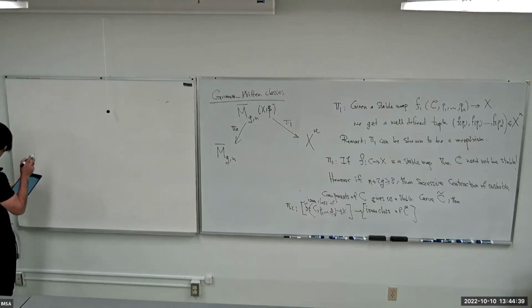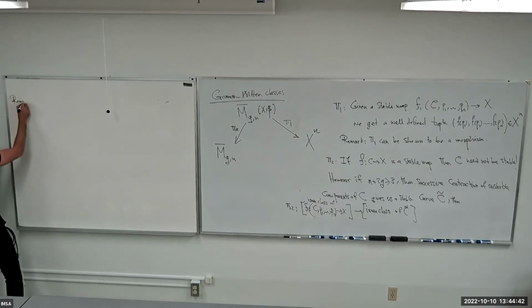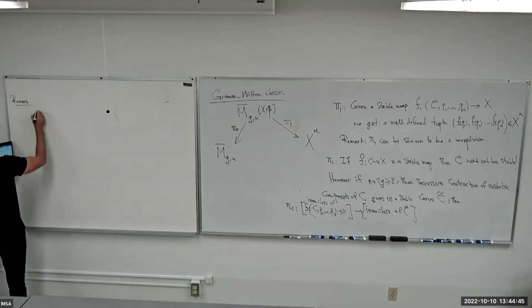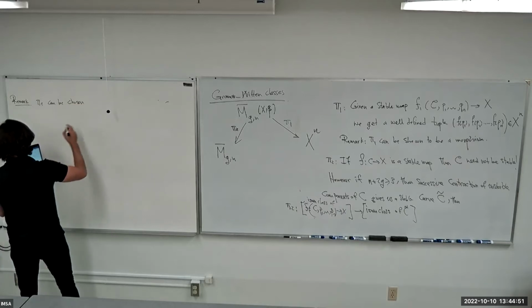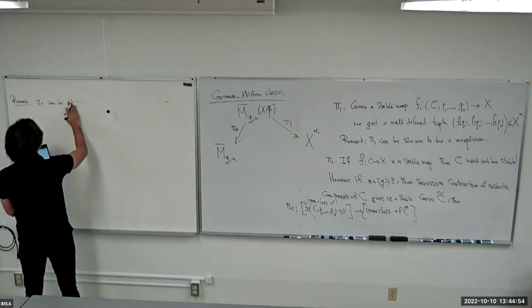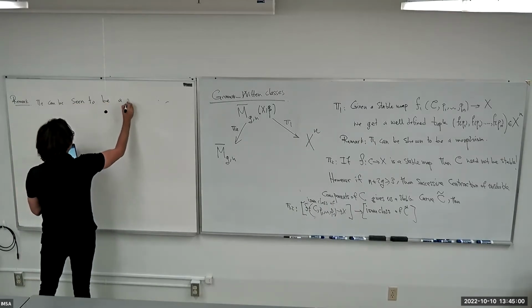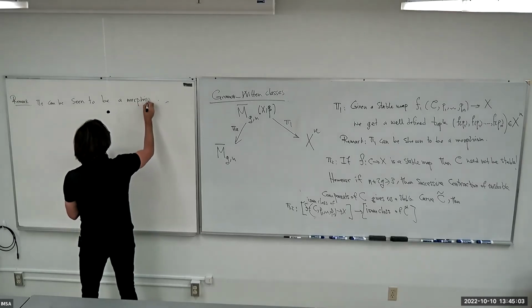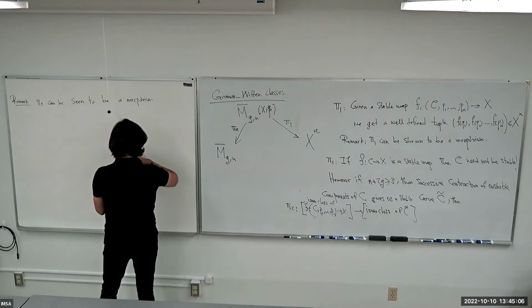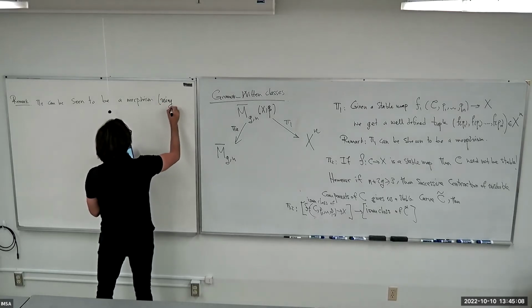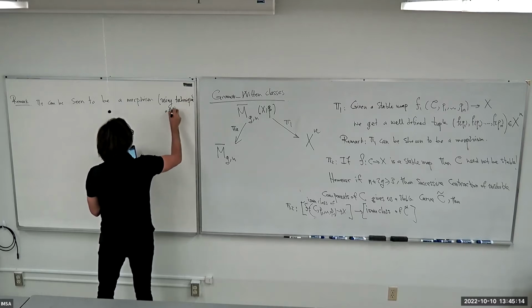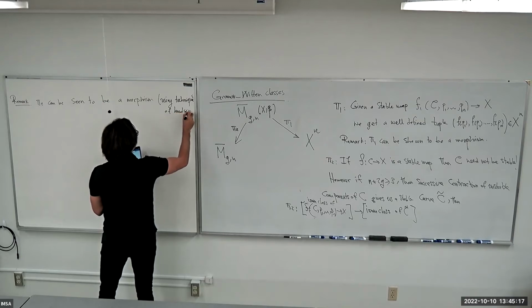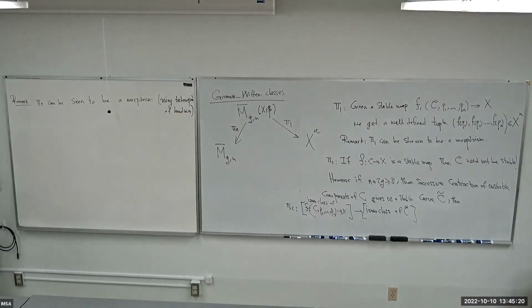All right. Remark: pi 2 can be seen to be a morphism using techniques of Knudsen. Anyway, now we are not going to discuss it.